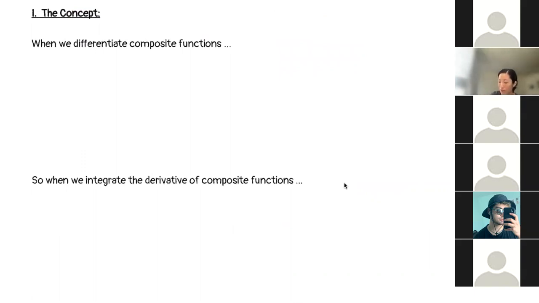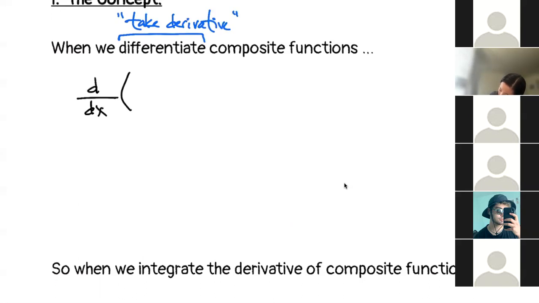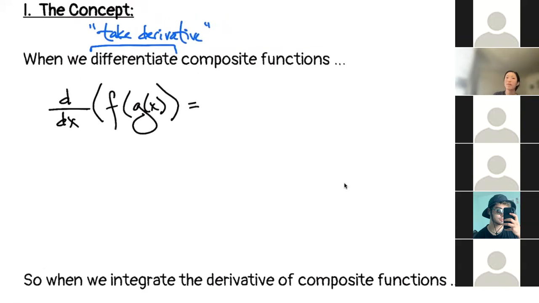So when we differentiate composite functions, and differentiate just means to take a derivative, so when we see that word, it means take derivatives. And so if we think about what it looked like when we had a function inside of another function, we would take a derivative of, let's say, f, and then inside of f wasn't just x, but it was like another function. And so thinking about that symbol notation, how would we write the derivative of f of g of x?